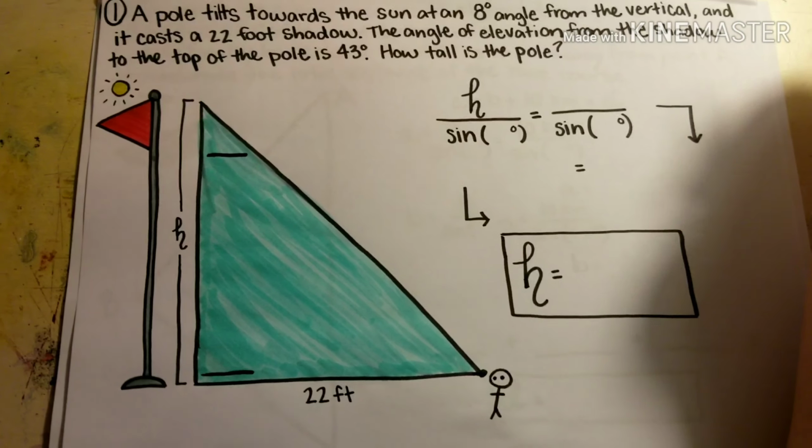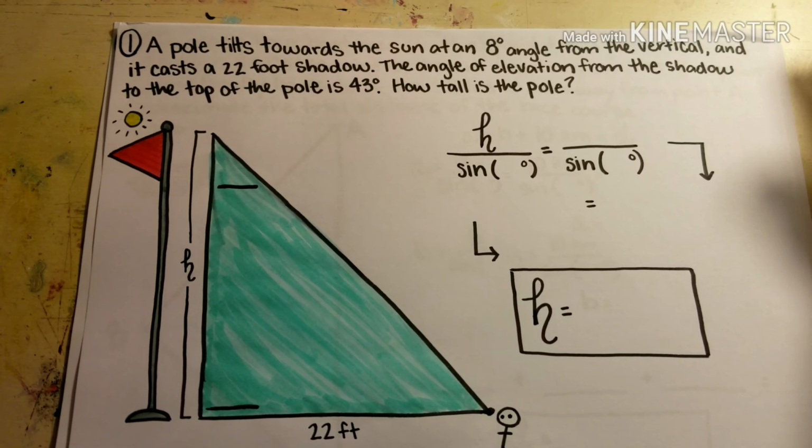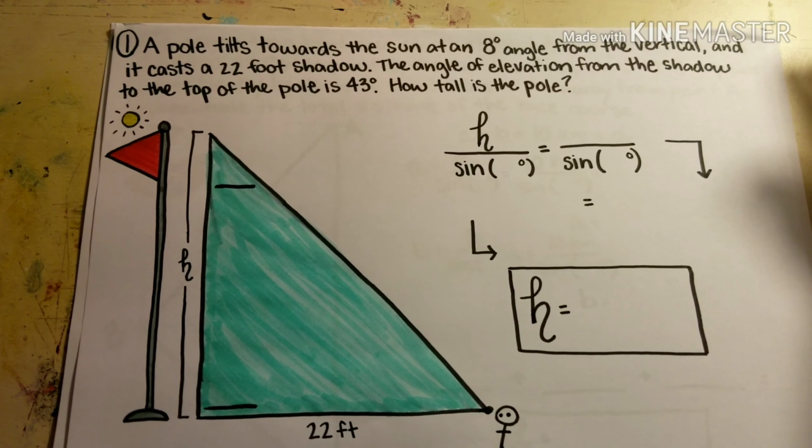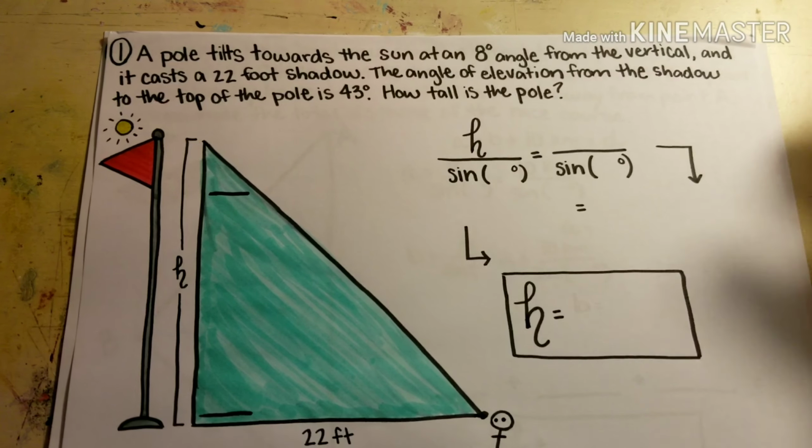Okay, so here's the first problem. A pole tilts towards the sun at an 8-degree angle from the vertical, and it casts a 22-foot shadow. The angle of elevation from the shadow to the top of the pole is 43 degrees. How tall is the pole?